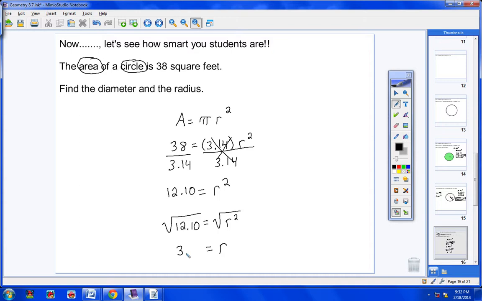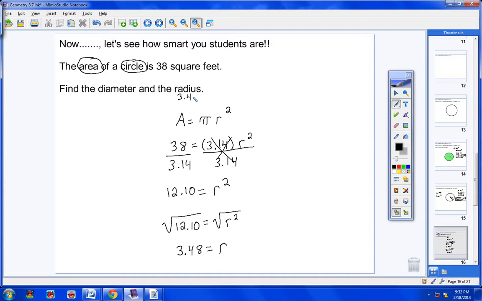Now, I will admit that in the past, you were taught whenever you take the square root of both sides, you put plus minus in front of this. But remember, we're dealing with the diameter and the radius, and how can a measurement ever be negative? It's not possible. So we know radius has to be positive. So the radius would be 3.48. So good, you found the radius.